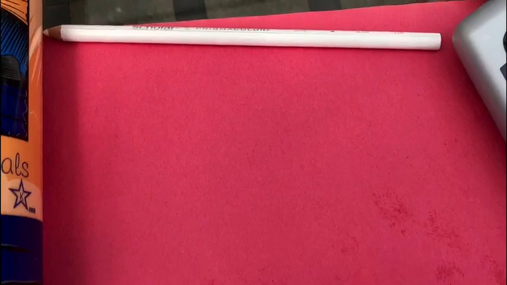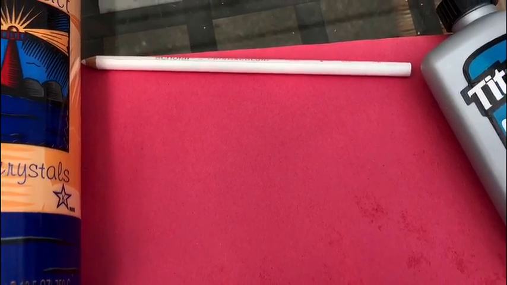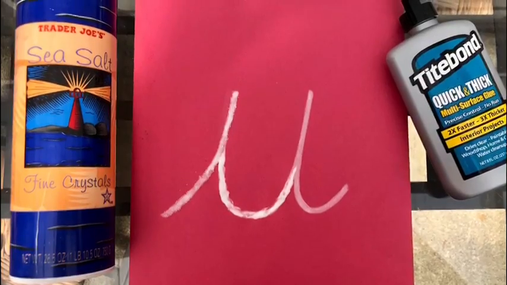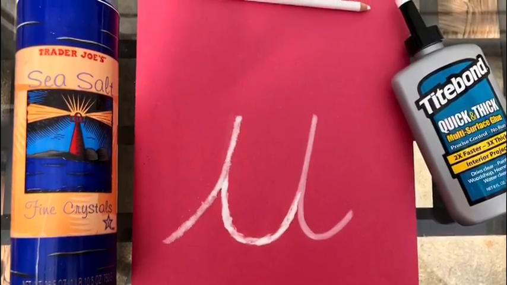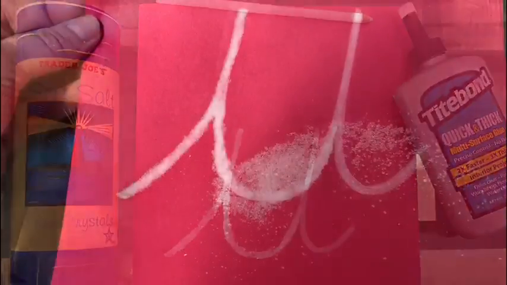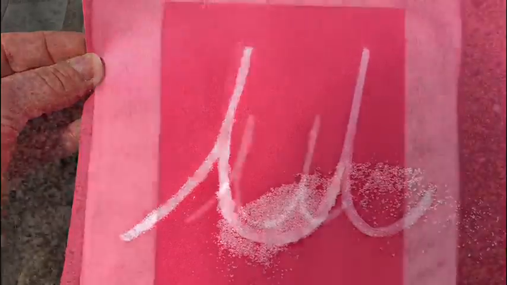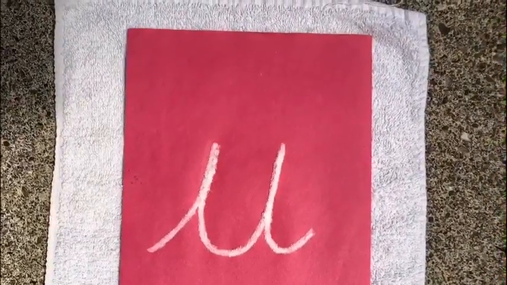Maybe you want to make your own sandpaper letters too. Here's what I used: red construction paper, white pencil, glue, and salt. Though you could use cardboard, sand, and any type of liquid glue is fine. This is just what I have at my house. First, I wrote the U with my white pencil and then put the glue on top of my pencil, then shook salt on and all around, shaking the extra salt off, and then I let it dry.